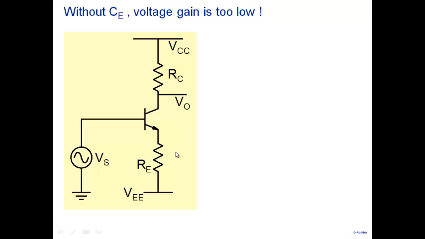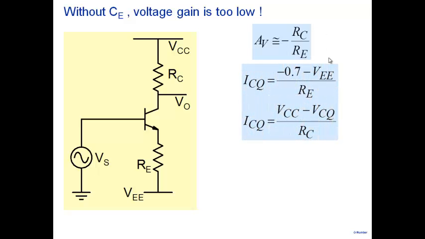Let me remove CE. If I do that, the gain one can show is approximately equal to minus RC by RE. All of you know that the gain is actually equal to gm times RC divided by 1 plus gm RE. And if gm RE is large, then you can neglect 1 and you end up getting a gain which is approximately minus RC by RE. All right, so let's look at how large a gain we can get if I remove the bypass capacitor. So if you note now, I'm going to calculate RC by RE.